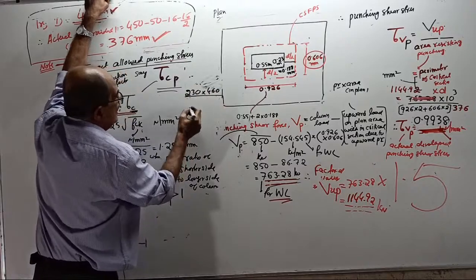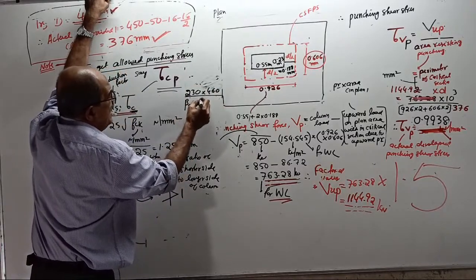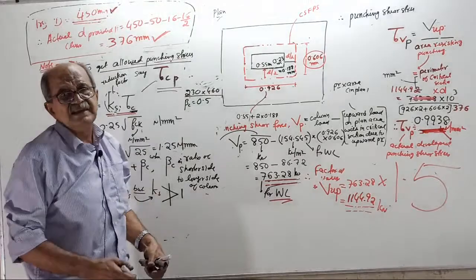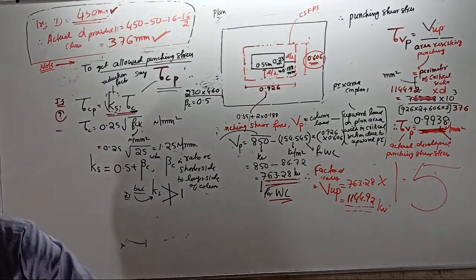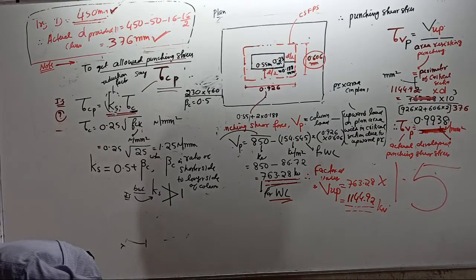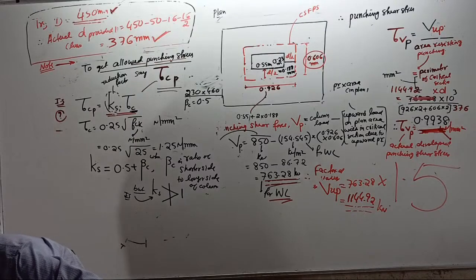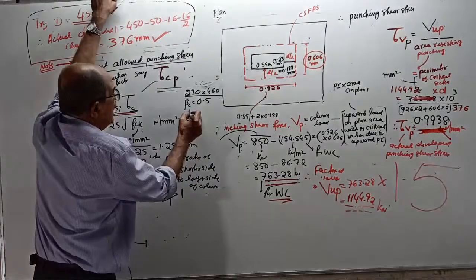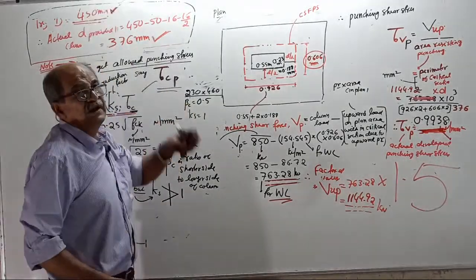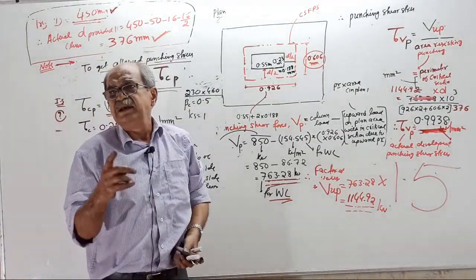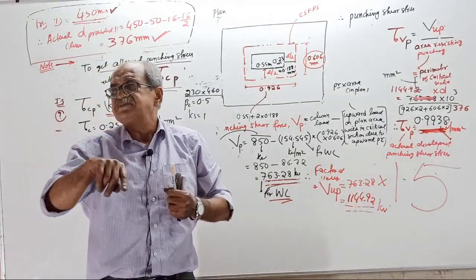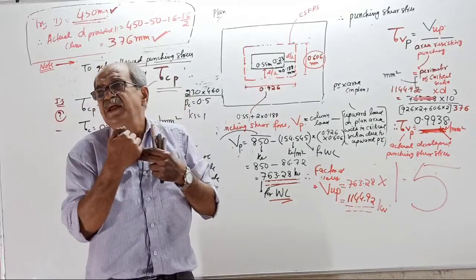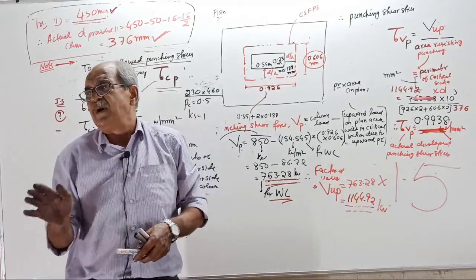Then your beta C will come 0.5. Tell yes or no. If it is 230 by 460, beta C will come 0.5. Yes. Then your Ks will come 1. So for a rectangular column, if the longer side is twice the shorter side or within twice the shorter side, your correction factor will not come.